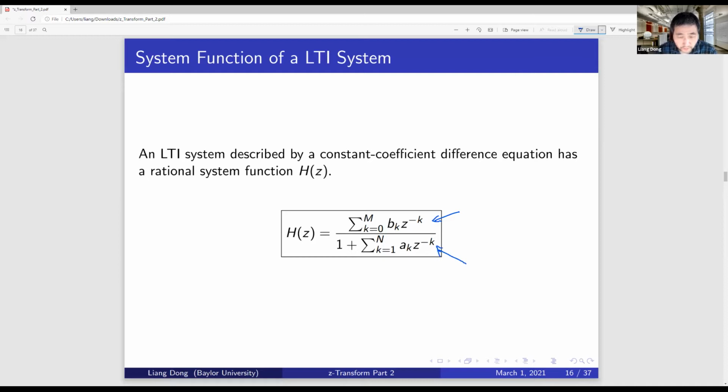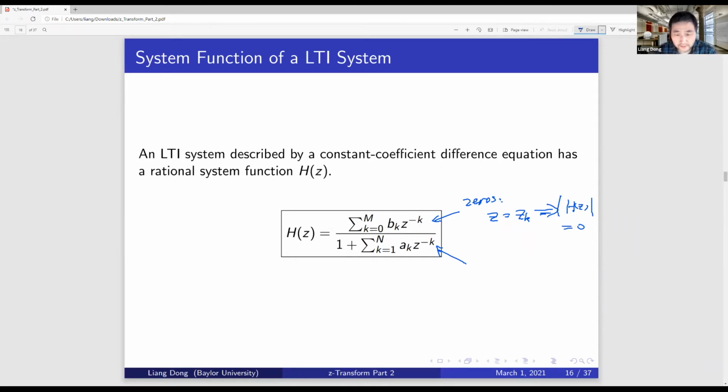Now for the numerator polynomial, we can find all these zeros. Zeros meaning that I take the variable z equal to the zeros, and then the numerator becomes 0. And at that time, H(z) becomes 0. These are called the zeros. Zeros are the complex numbers that make H(z) equal to 0.